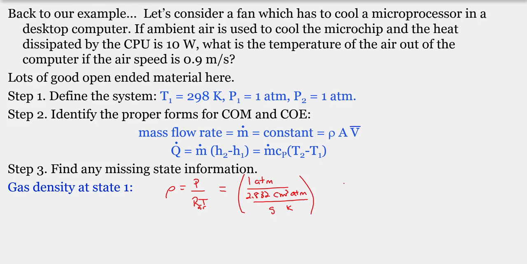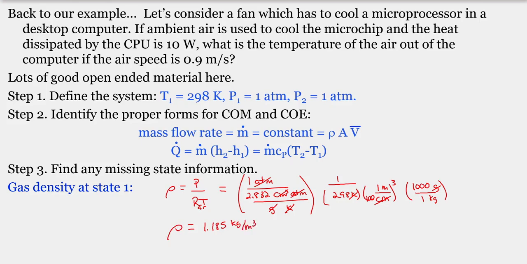The pressure at state 1 is 1 atmosphere. The temperature at state 1 is 298 Kelvin. Again, we want to be careful about units, so we're going to move from cubic centimeters to cubic meters. Sorry, that's a 100 there. Going to move from grams to kilograms. If we do that, we can see that we have nice cancellation of all of these units, and it's going to give me the proper units for density as 1.185 kilograms per meter cubed.